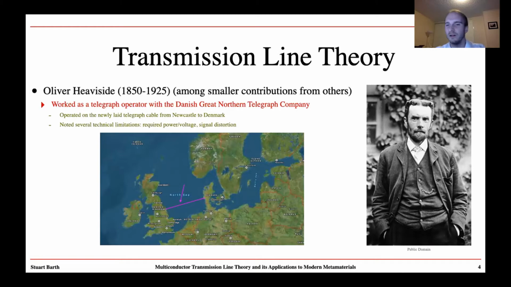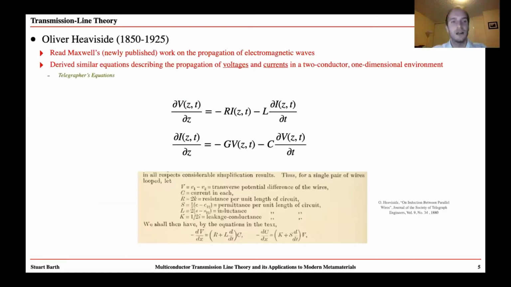Why does it require very high voltage and current in order to operate this cable with regards to what you would expect from an overland cable? Why is there more signal distortion than one would want? Right? How can these problems be mitigated? And so he had come across a copy of Maxwell's newly published work on the propagation of electromagnetic waves. So he worked on deriving similar equations describing the propagation of voltages and currents in this type of environment, in this cable. So a two-conductor, one-dimensional environment.